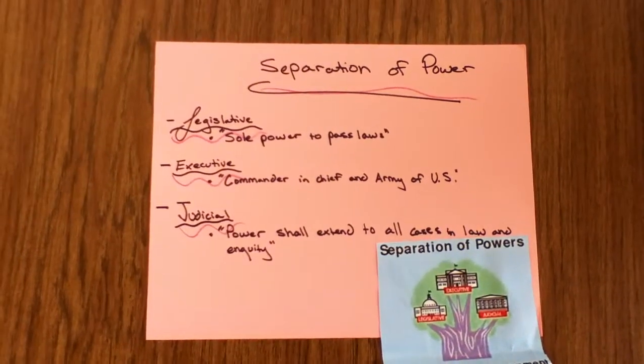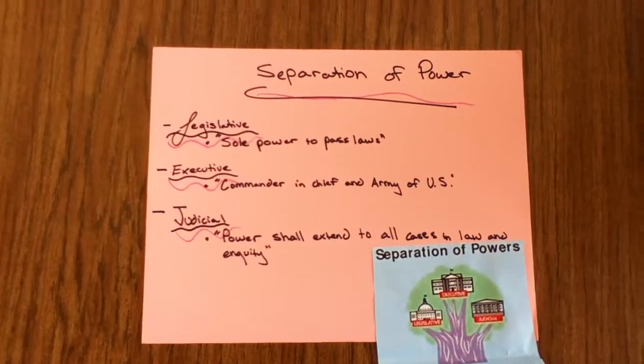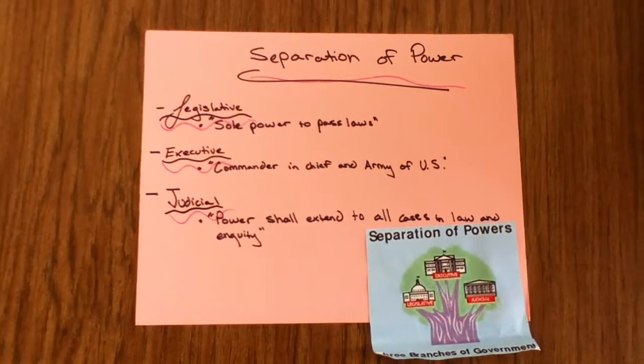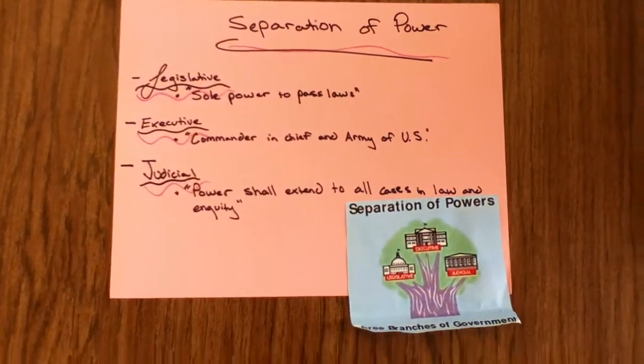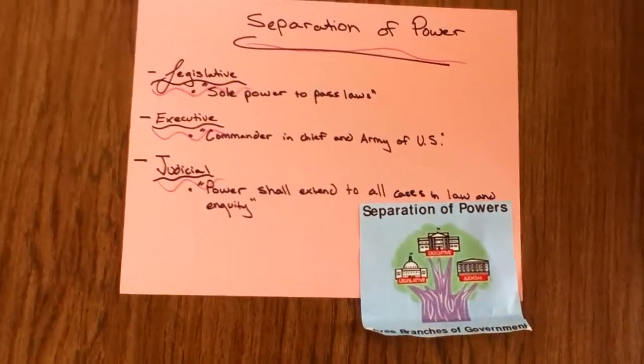Judicial branch has the power shall extend to all cases in law and equity. An example of this would be our Supreme Court. As you can see, our picture describes the separation of the powers, how we have three separate branches.